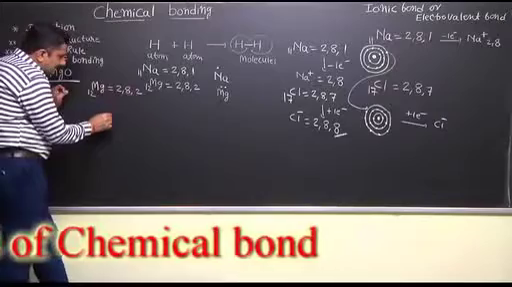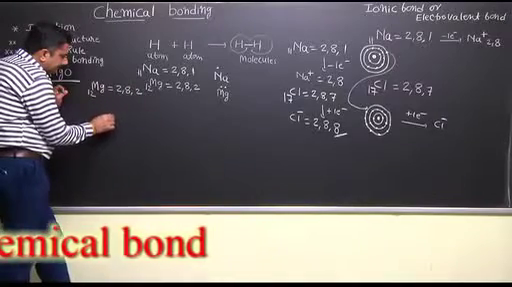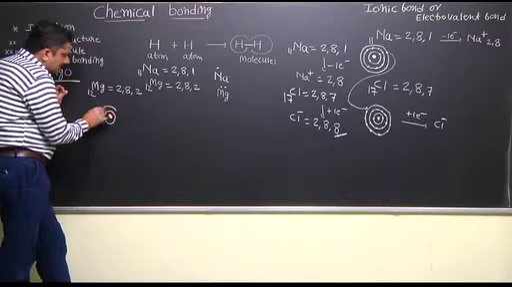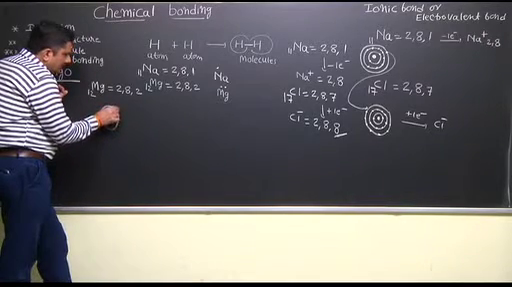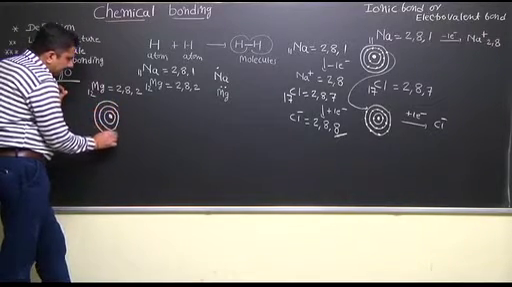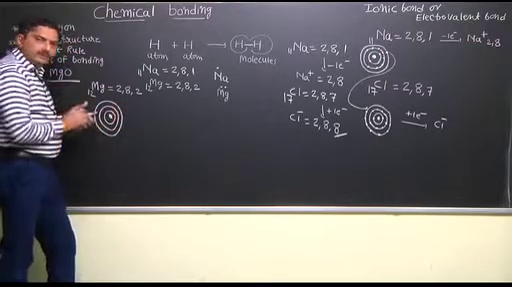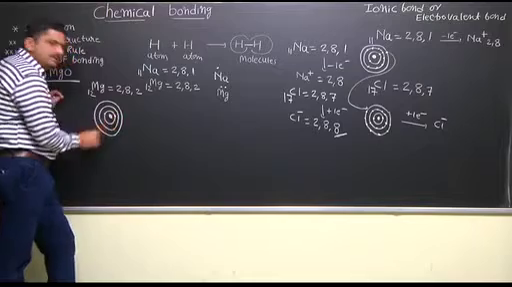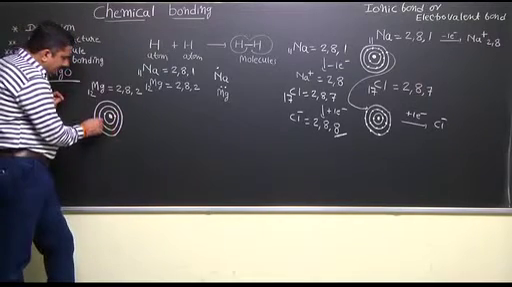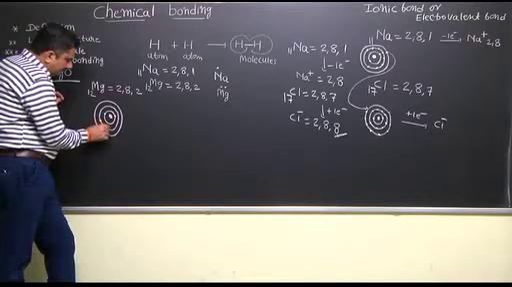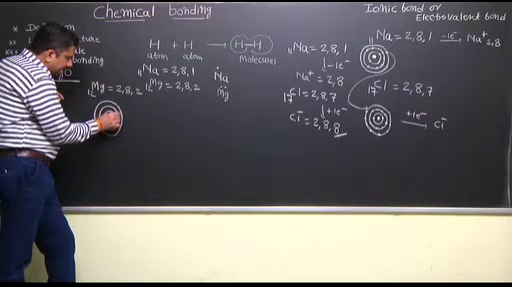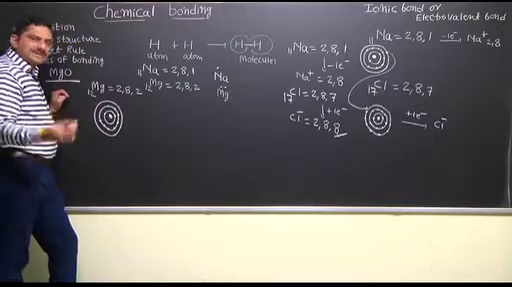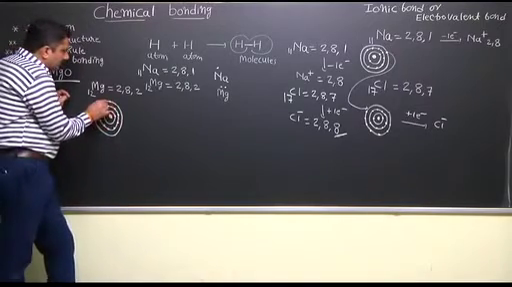The structure is nucleus, first orbit, second orbit and third orbit. In the first orbit, 2 electrons are present, while in the second, 8 electrons are present, and in the outermost shell, meaning the valence shell, 2 electrons are present.